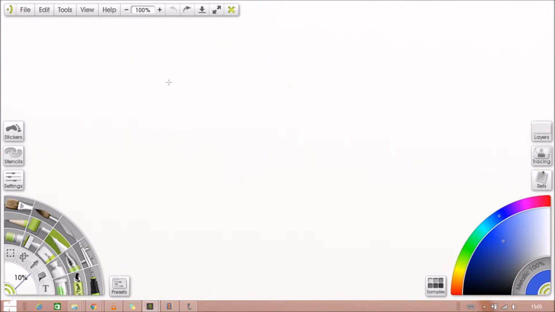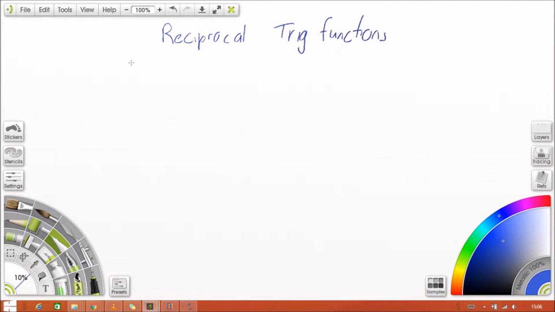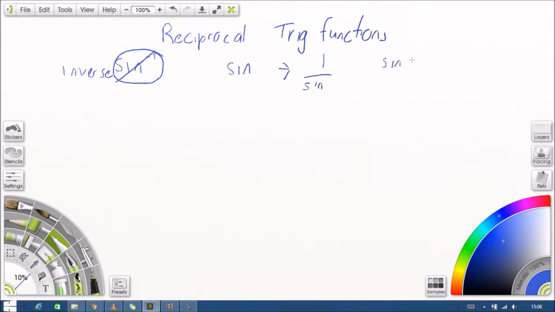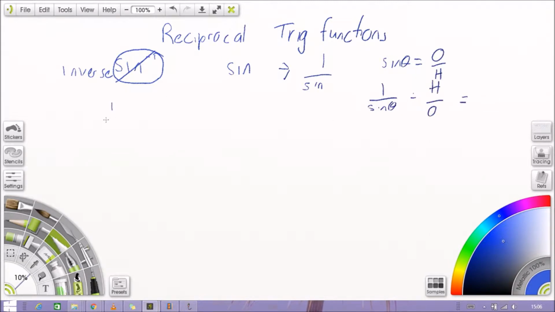Right, so today we're going to talk about reciprocal trig functions. Now before we get into these, an important note. That there, as you've seen in your calculator, is an inverse trig function. It's not the same as a reciprocal trig function. Reciprocal from fractions is just meaning flipping, so sine, the reciprocal will be 1 over sine. So if the sine of an angle is equal to the opposite over the hypotenuse, then the reciprocal trig function will be equal to the hypotenuse over the opposite.